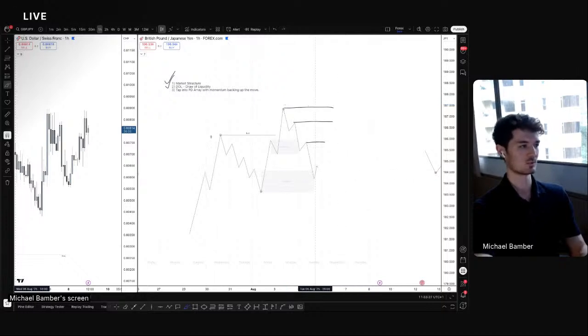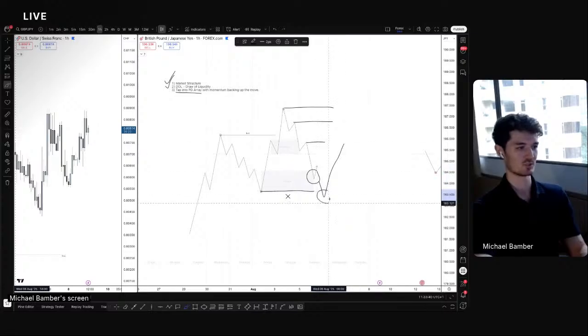Then last but not least, what do we have? Tap into a PD array. Here you can see it's tapped into an OB. Even if we were to sweep this liquidity with a lack of intent, that's perfect. That's another example of price supporting that bullish narrative, with momentum backing up the move, right?